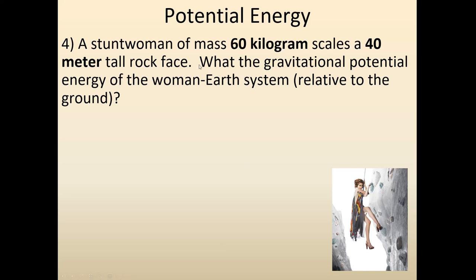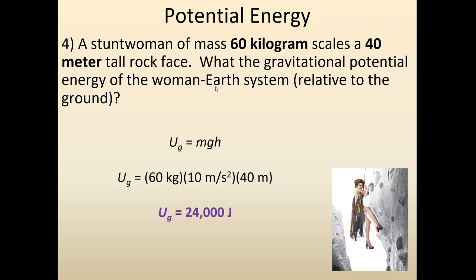Okay, so here we see that we have this person up at some height. They want to know the gravitational potential energy of the woman Earth system. I am going to try and change some of the terminology to reflect this idea of objects can't have potential energy, but I don't always remember to put it because, like I said, it's really just an AP Physics 1 thing, not really common anywhere else. So right off the bat, we just take the equation, plug the numbers in, and we get our answer of 24,000 joules. Easy peasy lemon squeezy.